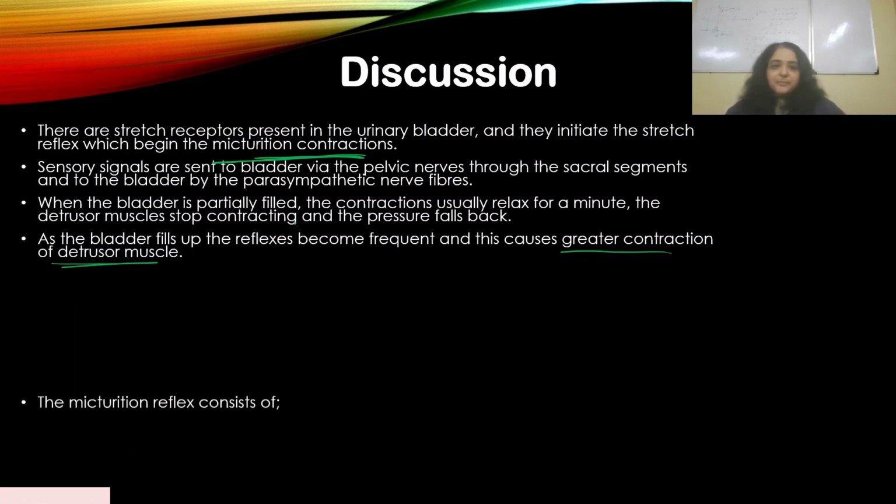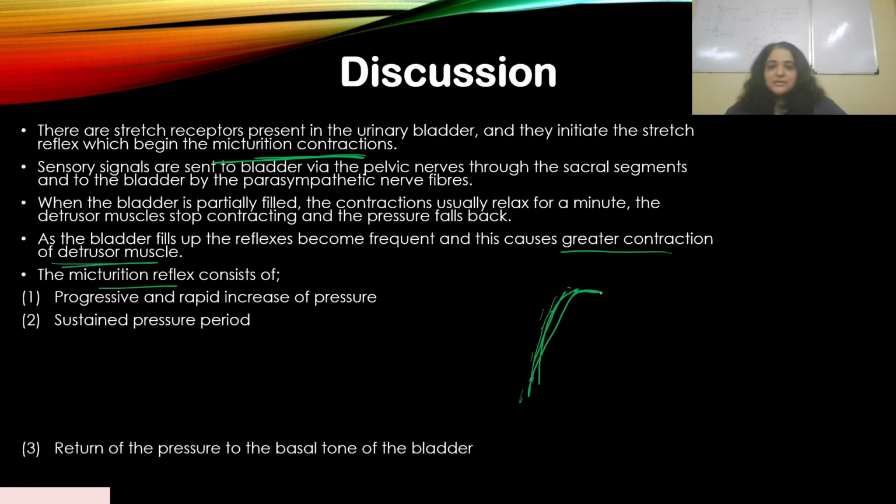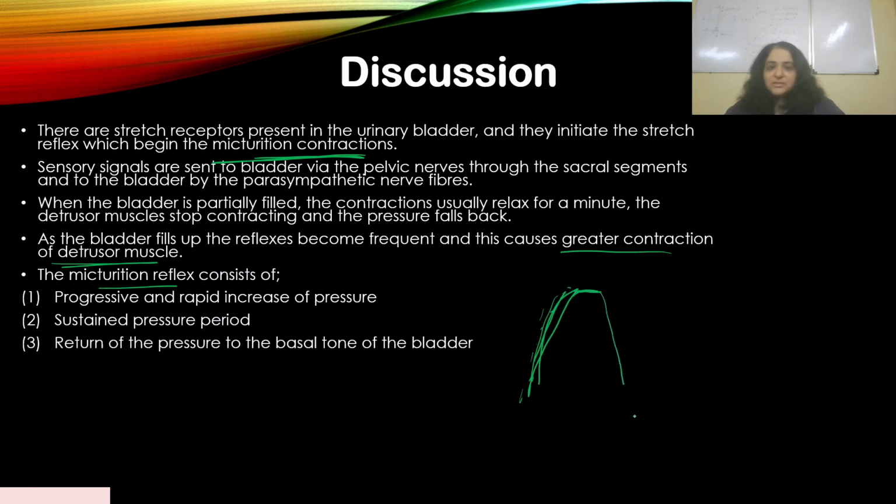So the micturition reflex consists of a progressive and rapid increase of the pressure, then a sustained pressure period, and then return of the pressure to the basal tone. As the bladder is getting filled up, let me just draw a better diagram so I can explain it better.